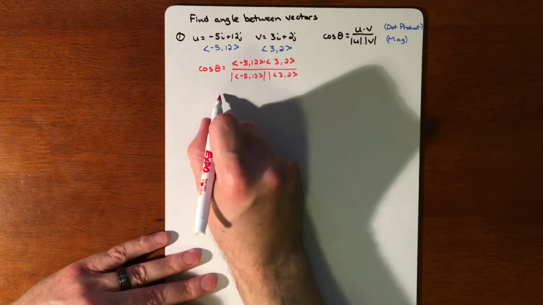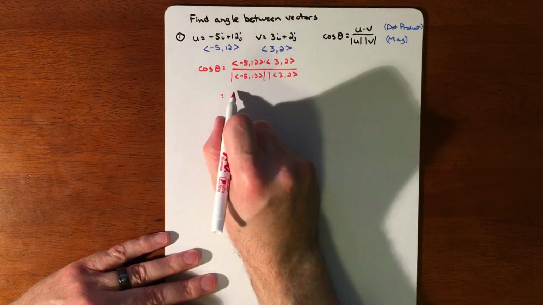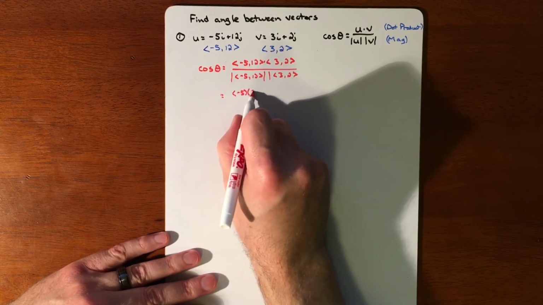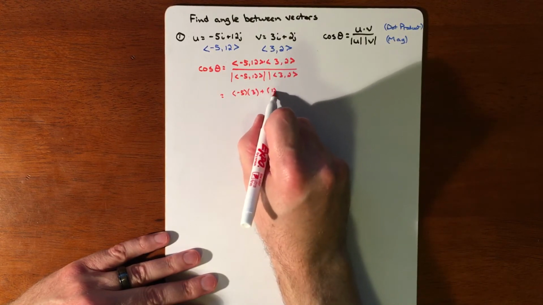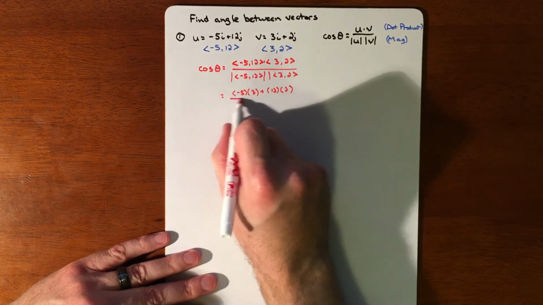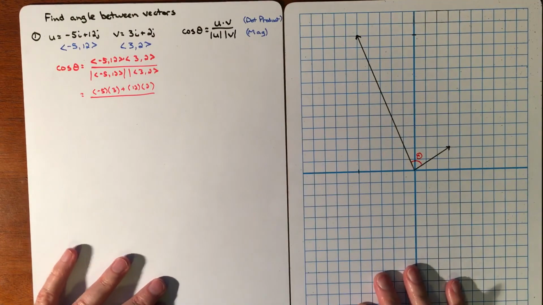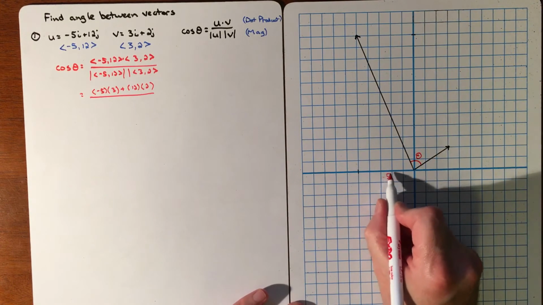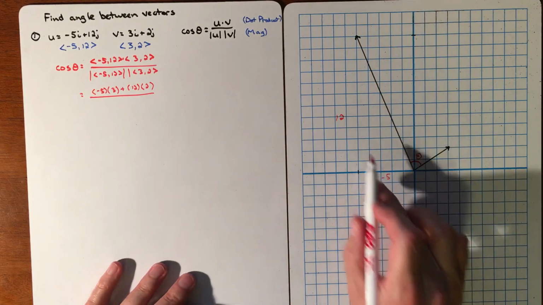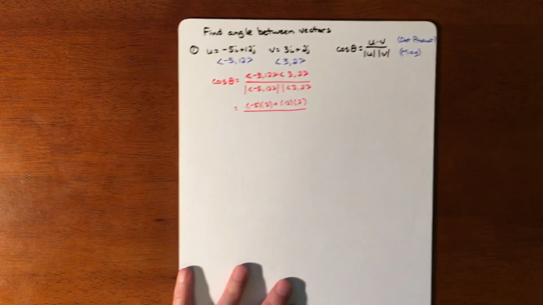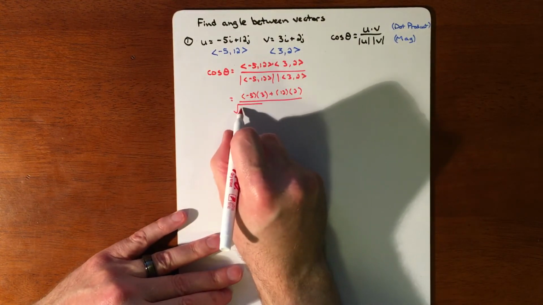Dot product is just going to be -5 times 3, plus the y values essentially multiplied together, 12 times 2. And then the magnitude is going to be Pythagorean theorem. So you're looking at this distance is -5, this distance is 12. So I'm doing -5 squared plus 12 squared, and we're going to square root it. There's a formula for it, but basically you can do Pythagorean theorem if you want to.